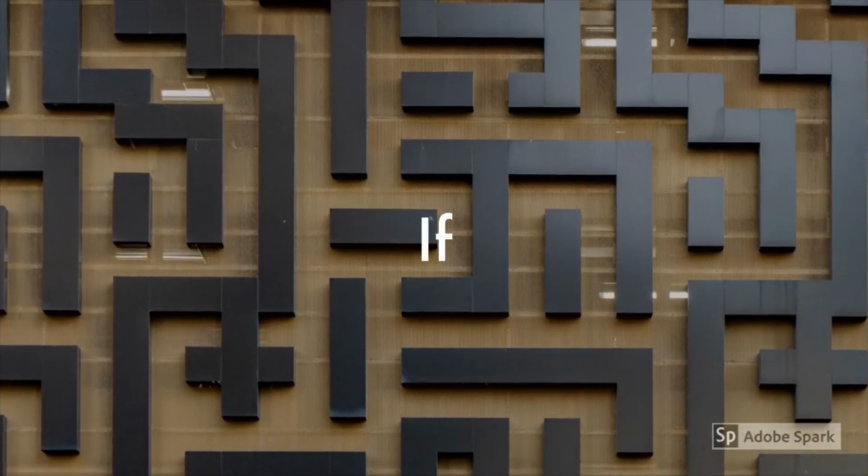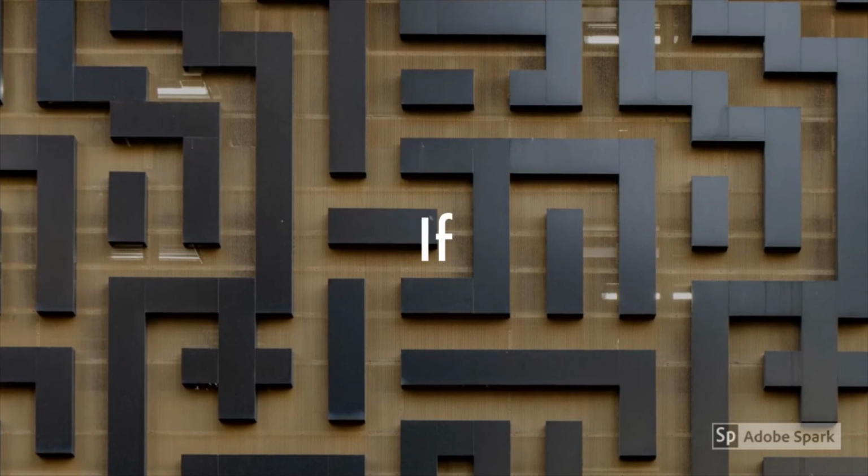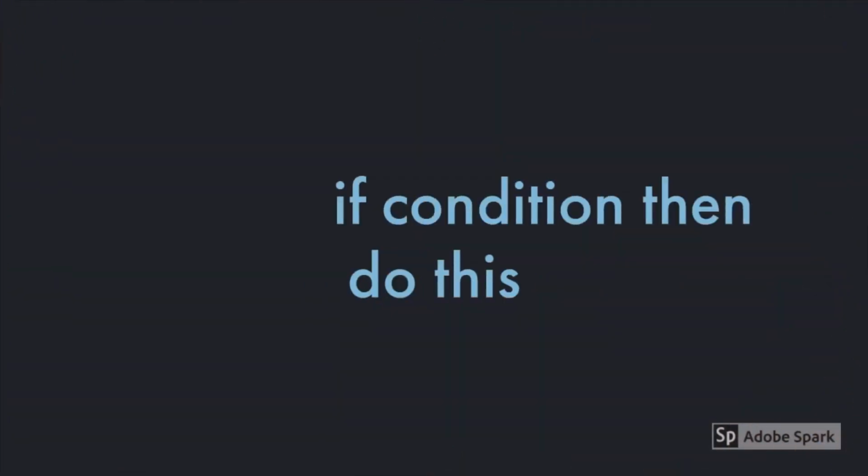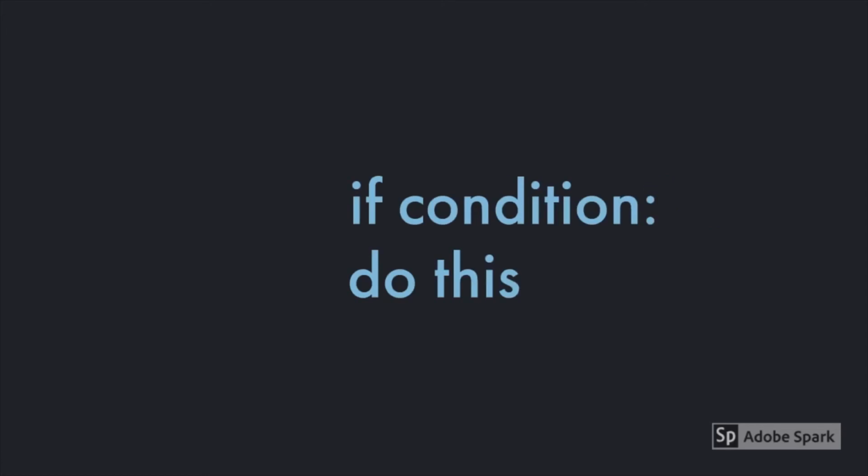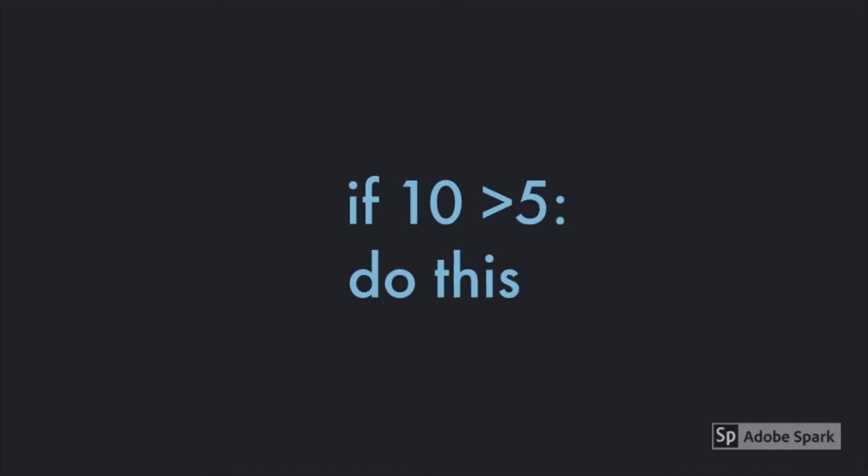Next, let's make our program a little bit more interesting by adding a little bit of logic. We can use the if command to add some logic. The if command works like this: if a condition is met, then it will do this. Instead of using then, we need to replace it with a colon. Now we need to change our condition to something that can be true or false. How about if we check if 10 is greater than 5?